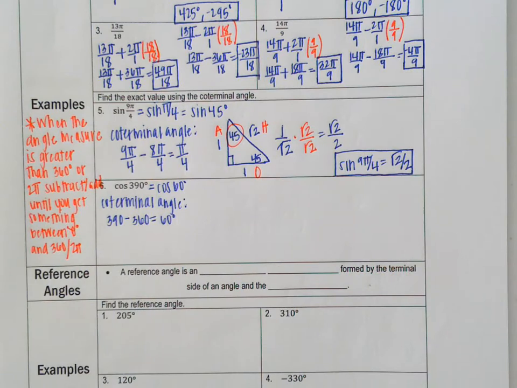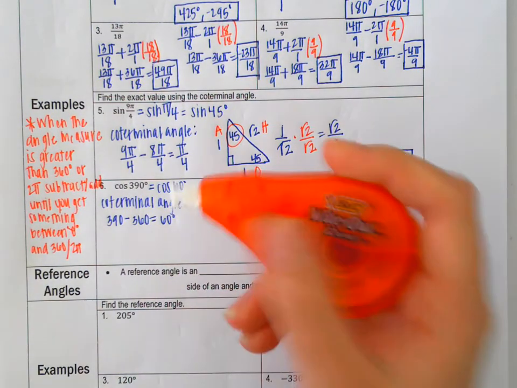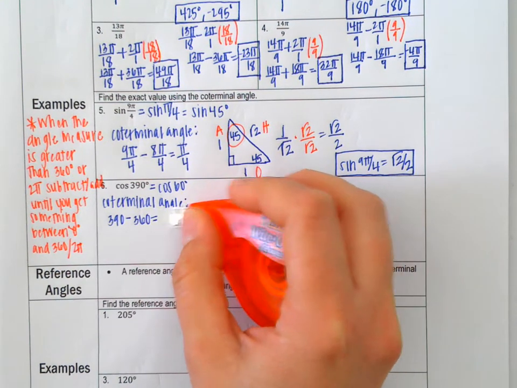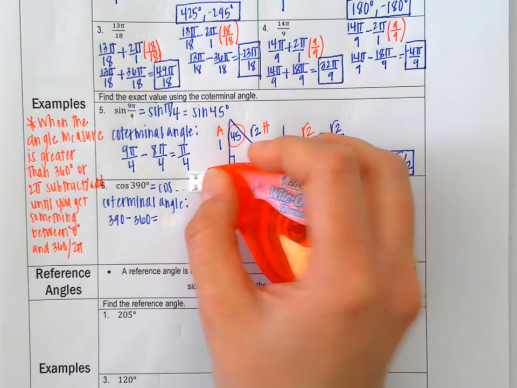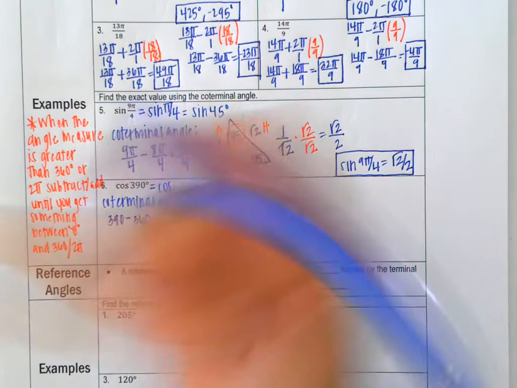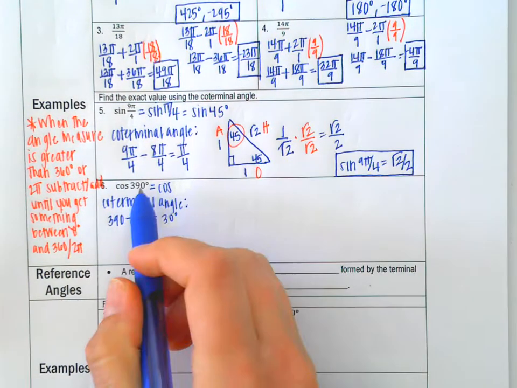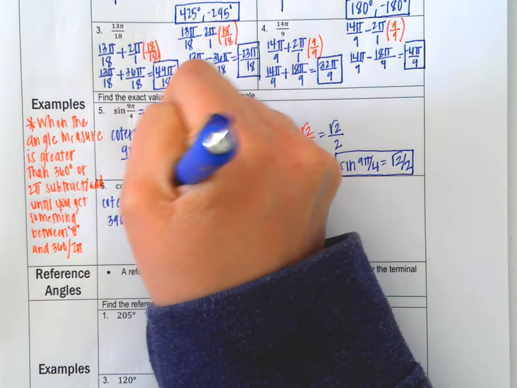So my subtraction was really poor there. 390 minus 360 is not 60. It's definitely 30. And so cosine of 390 is going to be the same as cosine of 30.